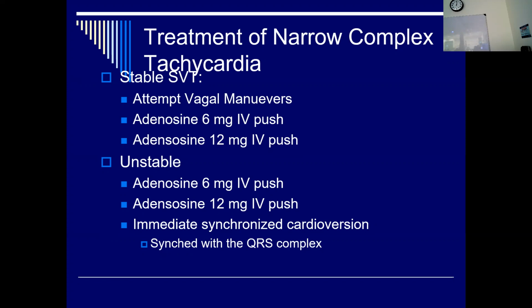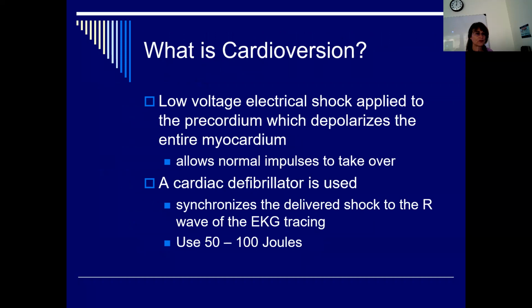All right, that's all I have. All right, and then the next thing talks about cardioversion, and then we'll break for lunch. So what is cardioversion? It's a low voltage electrical shock applied to the precordium, which depolarizes the entire myocardium and allows normal impulses to take over. So you didn't have to write it, it's right there.